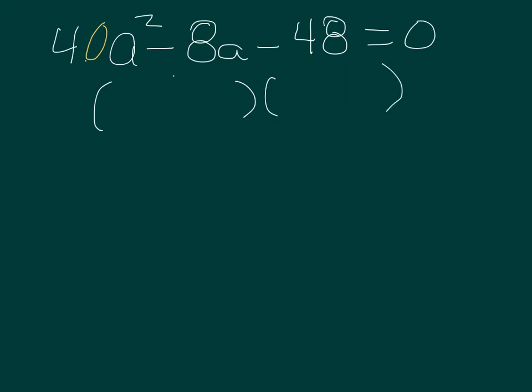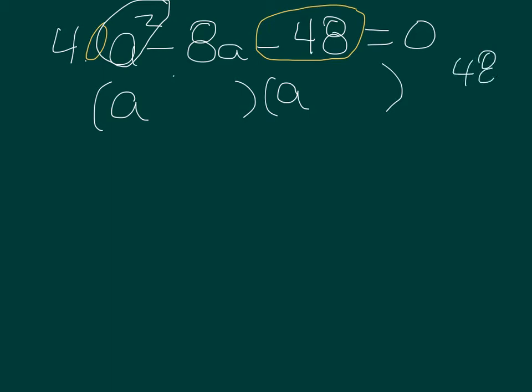I know there's only one way to get a squared, and that is a times a. So now I've got to actually look at negative 48 right here, and I've got to decide what factors of 48. Let me list the factors of 48 here. Whatever factors of 48, I've got to make sure that they add up to get negative 8, if that makes any sense. I've just made a mess of my example up here, but you guys get the idea.